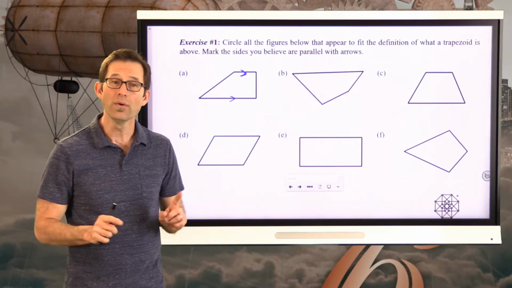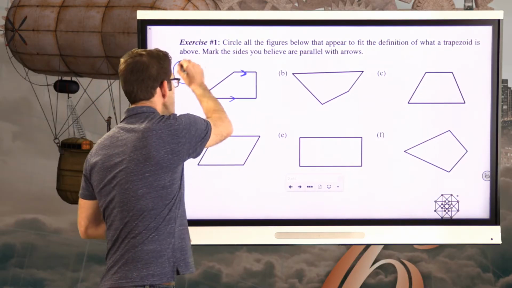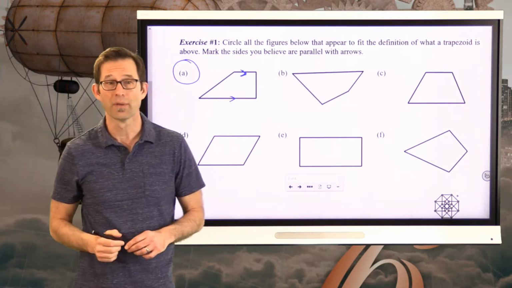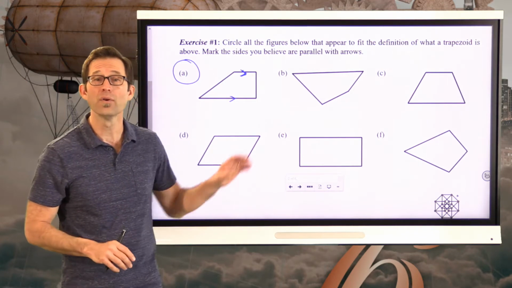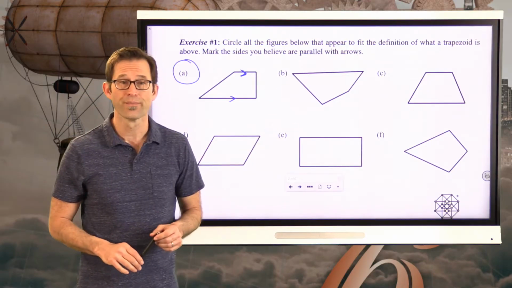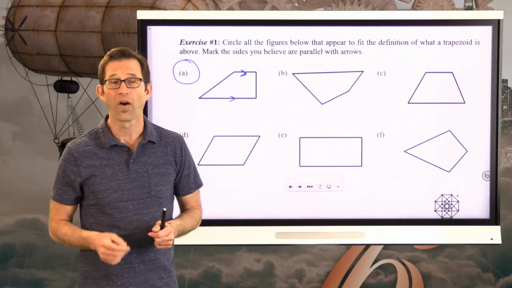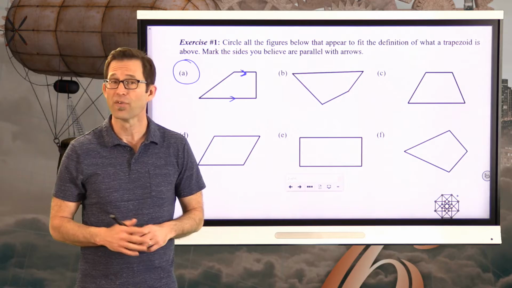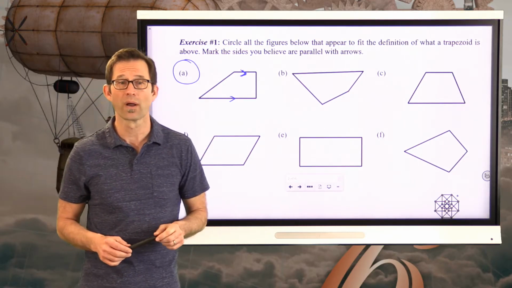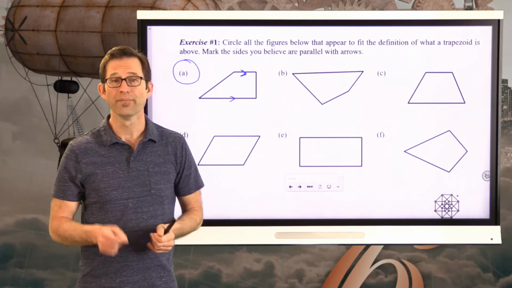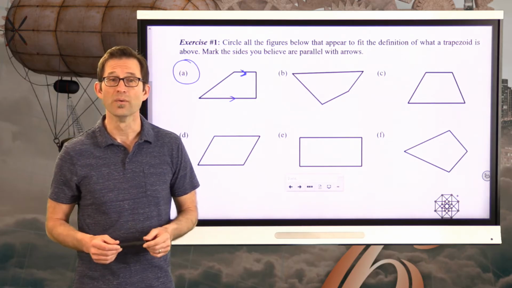So what I'd like you to do, and I'm going to circle this, is that this is an example of a trapezoid because it's got at least one pair of parallel sides. Go through the remaining 5 figures and do the eye test. Are there parallel sides or not? If you think they are parallel, mark them with arrows that go in the same direction, and then let's talk about it. Pause the video now and see what you can do.